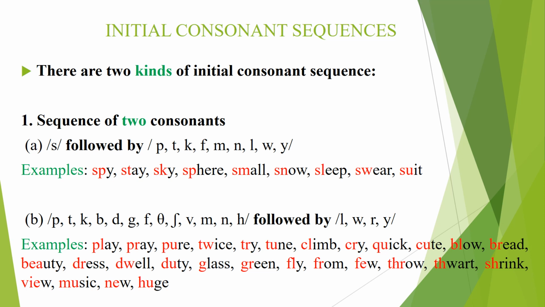And the second type, pe, te, ke, be, de, ge, fe, she, ve, me, ne, and ha, followed by le, wa, ra, and ya, and the examples are given below. Let me just read some of them. Play, pa followed by la, play, pa followed by ra, pray, ka followed by la, climb, ka followed by ra, cry, ka followed by wa, quick, ka followed by ya, cute. Now ba followed by la, blow, ba followed by ra, bread, ba followed by ya, beauty, and so on and so forth.